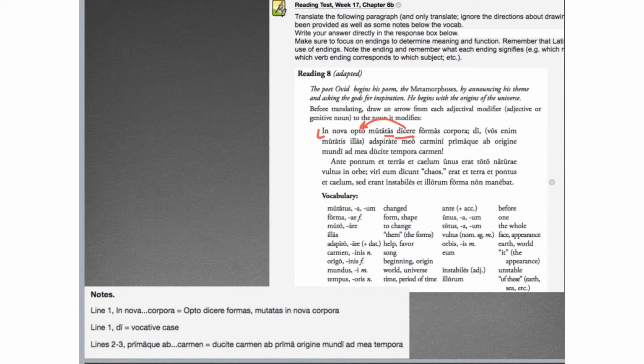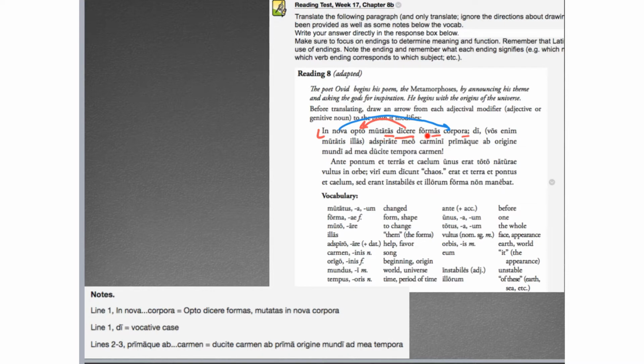Mutatas is an accusative, as is formas. Corpora is an accusative. Now, what's interesting here is that we talked about nova. Mutatas formas are accusative, as is corpora. Nova can agree with corpora, and we've already got an unattached accusative, mutatas formas, which is likely going to be the direct object of dicere. So, again, likely nova and corpora are going to agree. So opto, I choose. Now my infinitive, to speak of.